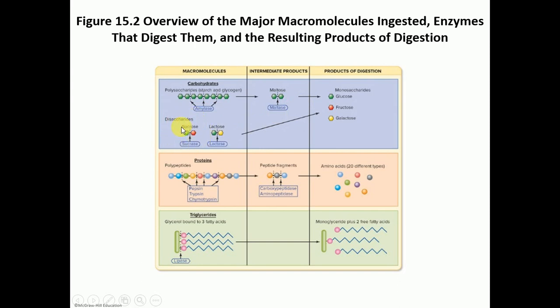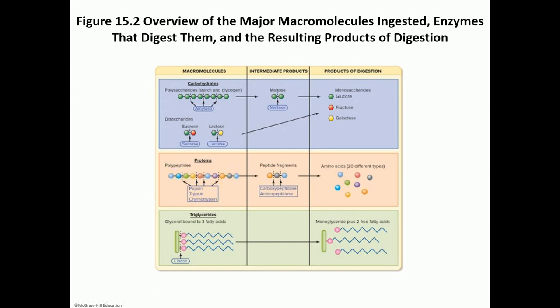Sucrase will break down sucrose into a glucose and fructose molecule, and lactose will be digested by a lactase enzyme into a glucose and a galactose molecule. These enzymes, maltase, sucrase, and lactase, are found inside of the cells of the intestine. Those are known as intestinal enzymes. And then we have the macromolecule of a protein made out of amino acids.